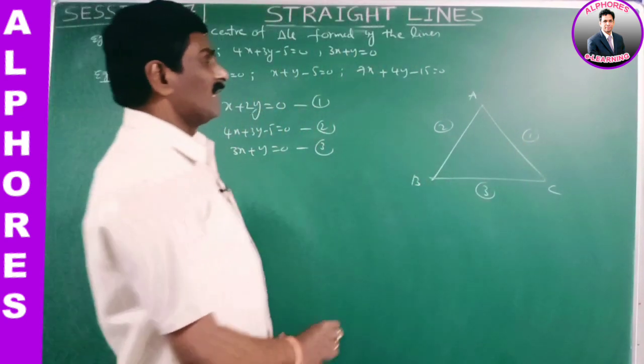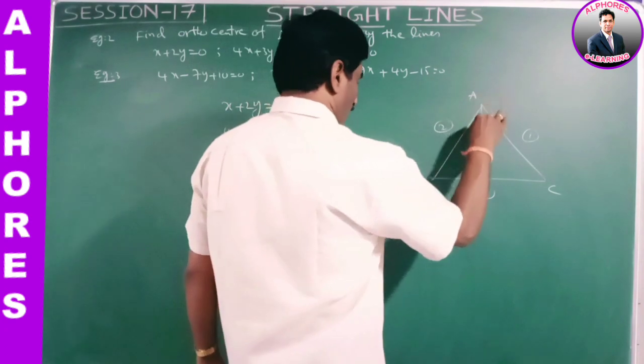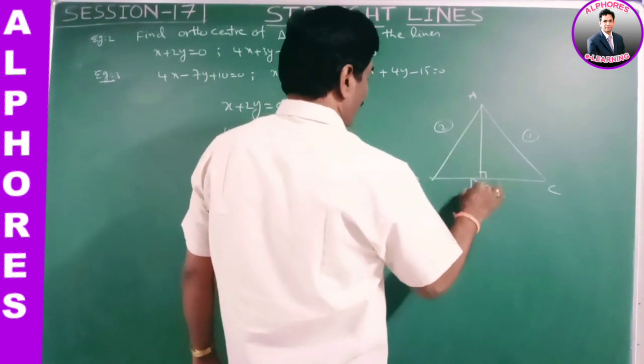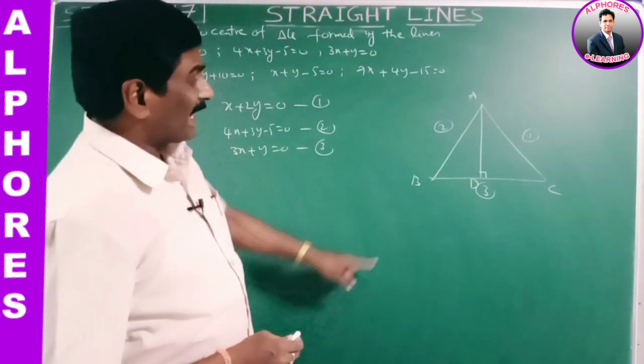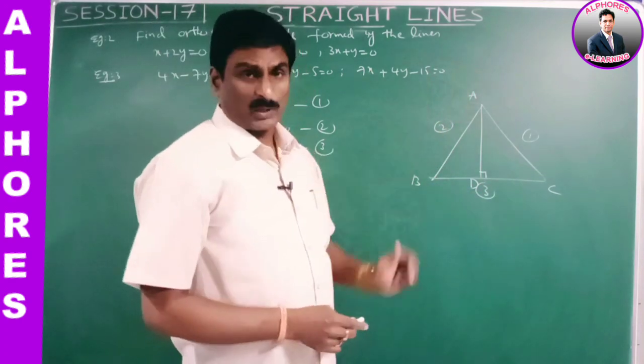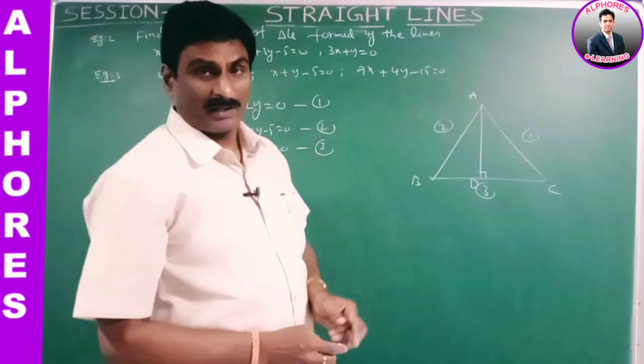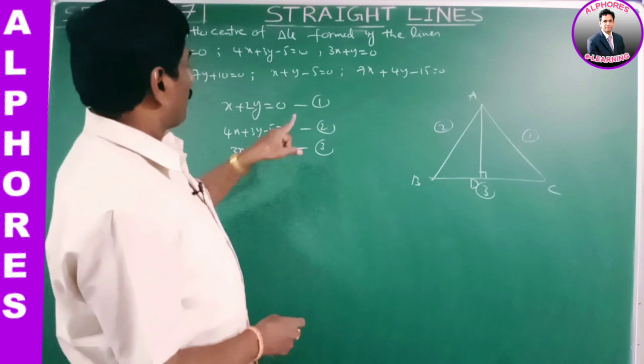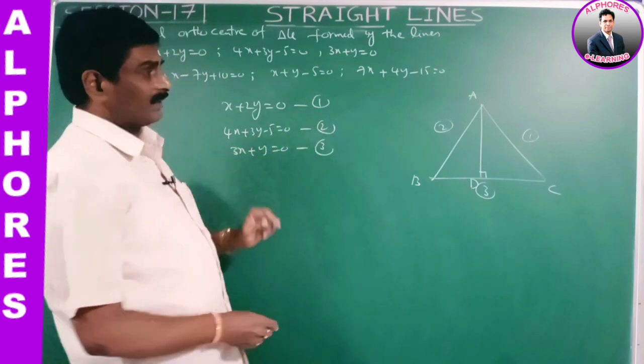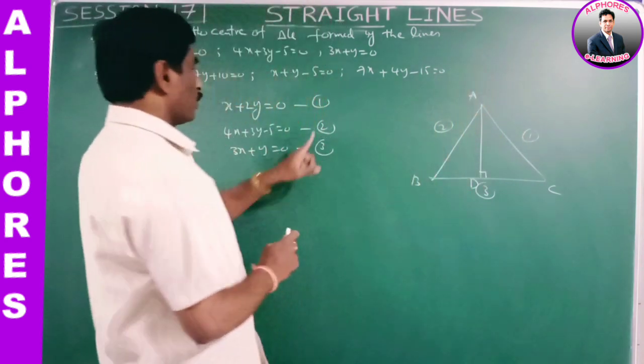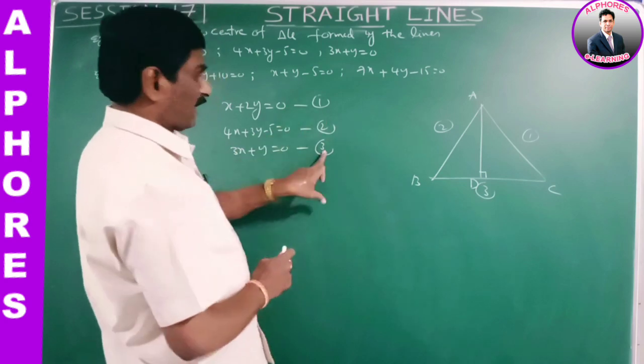In this case, the orthocenter is the point of concurrency of altitudes. Let AD be the altitude. AD is perpendicular to BC and passes through A. So we must find the point A. By solving 1 and 2, we get A. By solving 2 and 3, we get B. By solving 1 and 3, we get C.